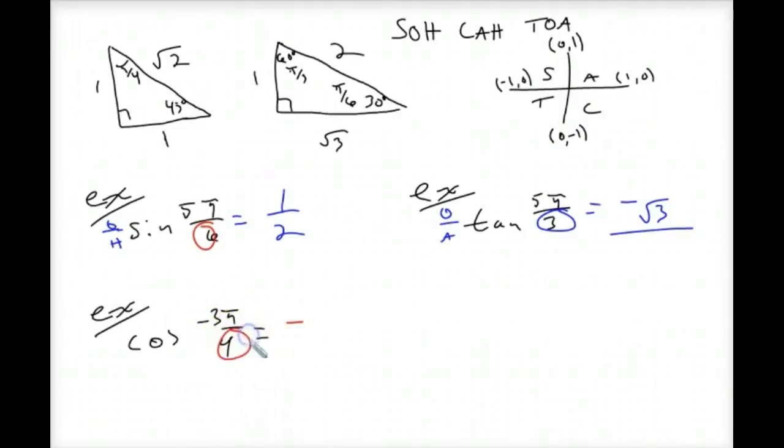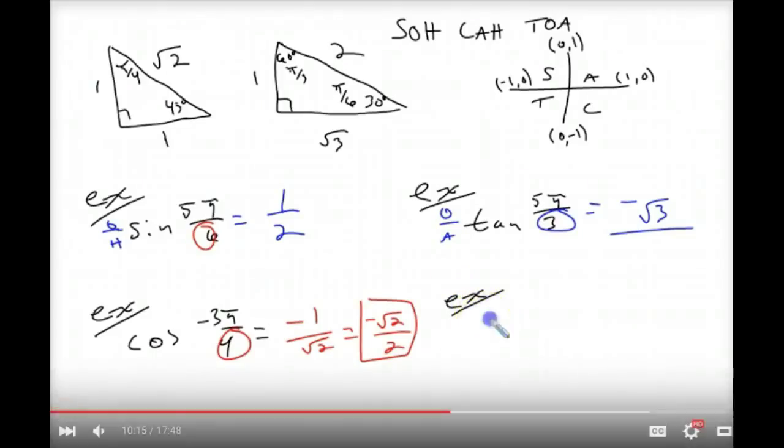Now I'm going to look at my pi over 4 angle with my triangles, adjacent over hypotenuse, so 1 over square root 2, which will reduce to negative square root 2 over 2. And there's my answer. It's as simple as it gets. I'm going to look at one more example.